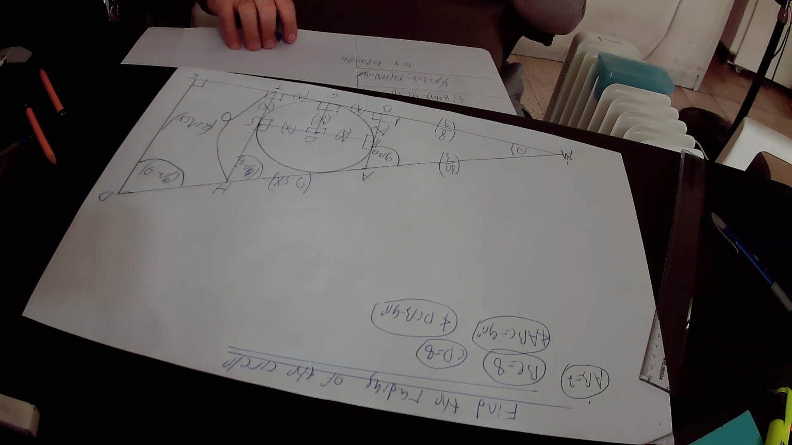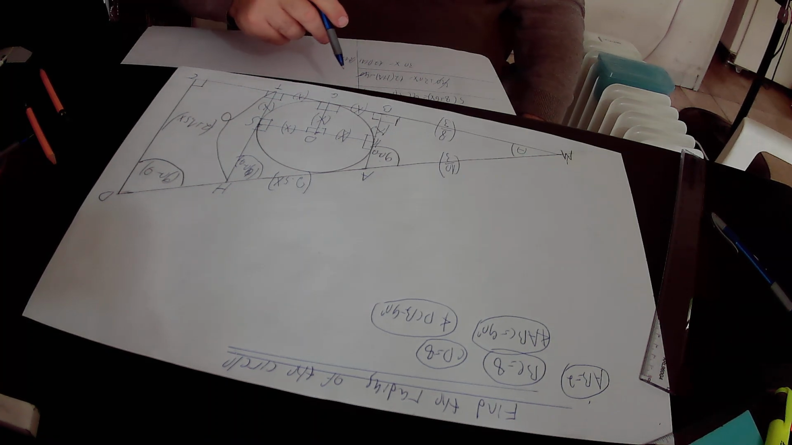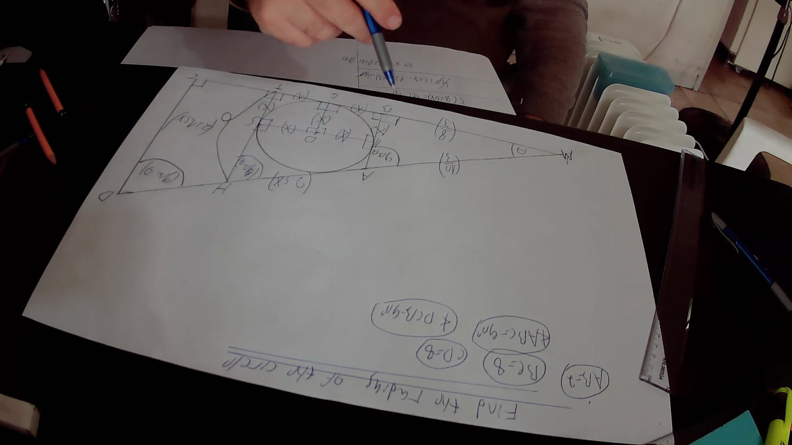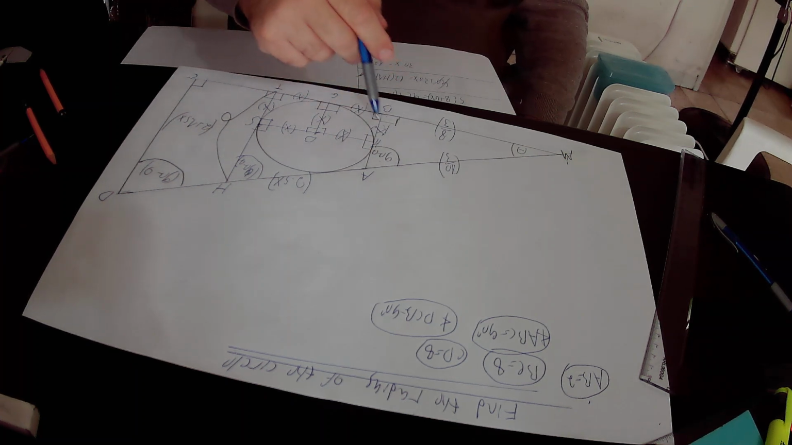In the next step, I will copy quadrilateral ABTH, this quadrilateral, in a new page with the circle that is inscribed inside it, and we will analyze this quadrilateral ABTH.